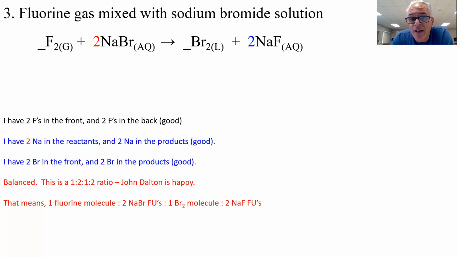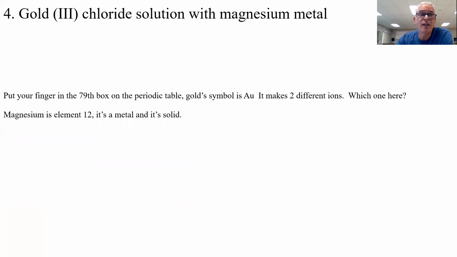John Dalton's happy. I'm happy. You should be happy too. This is a balanced single replacement reaction. This happens to be called an anion replacement because the fluorine replaces the bromine. Most single replacements are actually cation replacements because the metals replace the metals in the front of the compound, but this one happens to be an anion replacement.